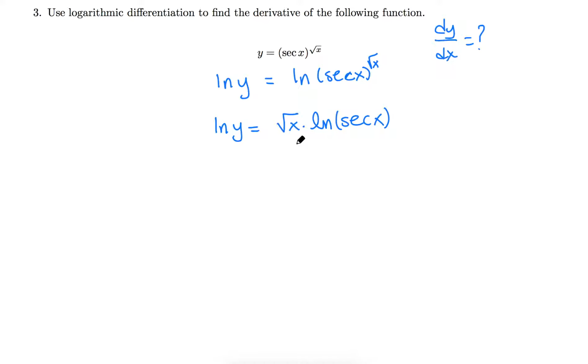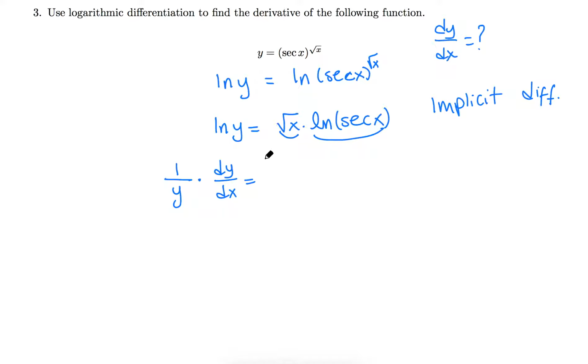And now we can use implicit differentiation to find the derivative. So we're finding the derivative with respect to x. The derivative of ln y with respect to x is 1 over y times the derivative of the inside, dy over dx. On the right-hand side, we have multiplication of two functions.